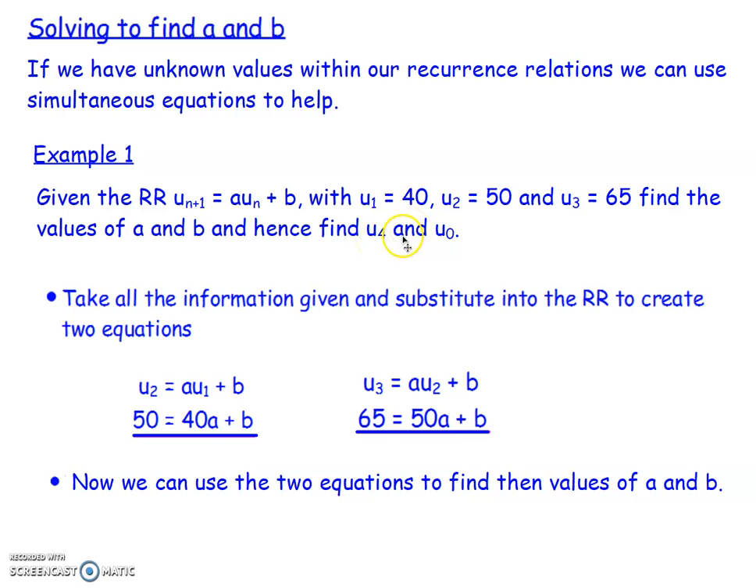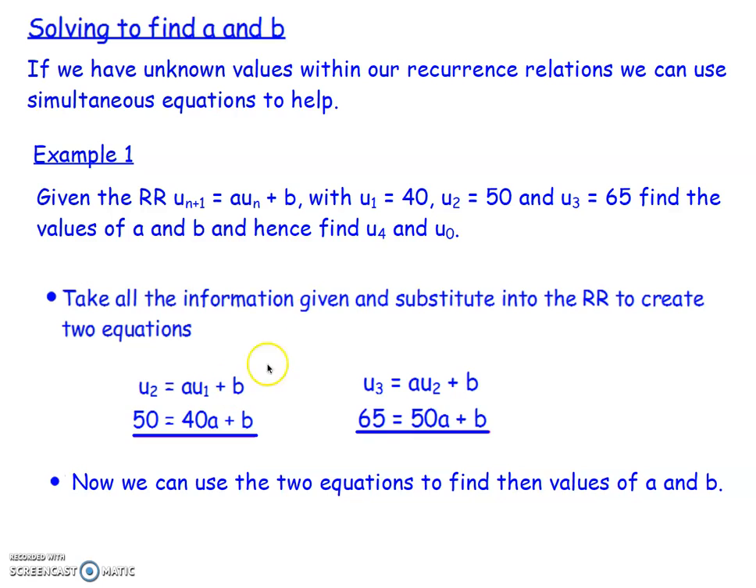So we're going to take all the information that we've been given and substitute it into the recurrence relation to create two equations. We've got u1 and u2, so let's think about how we can use these. Because u(n+1) means the next term and u(n) means the current term, you could put u2 here and u1 here, because the way that a recurrence relation works is you find u2 after you found u1, and you find u3 after you found u2. So I can substitute into this formula, u2 = a·u1 + b.